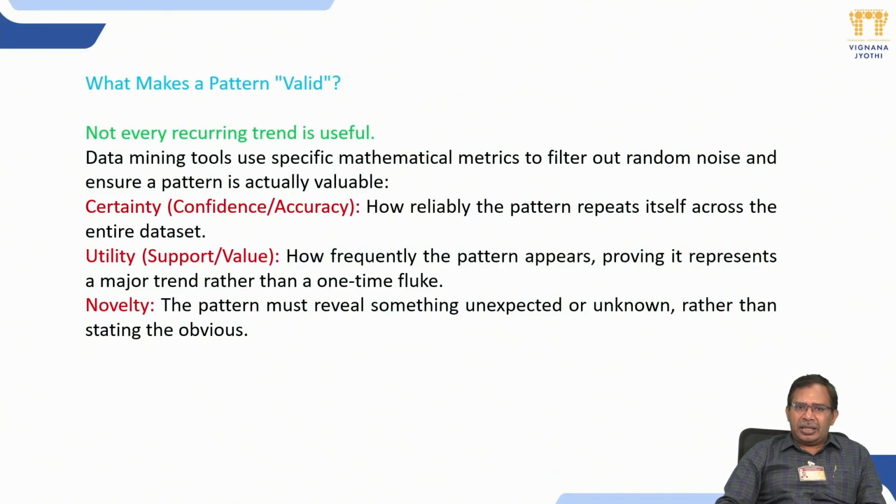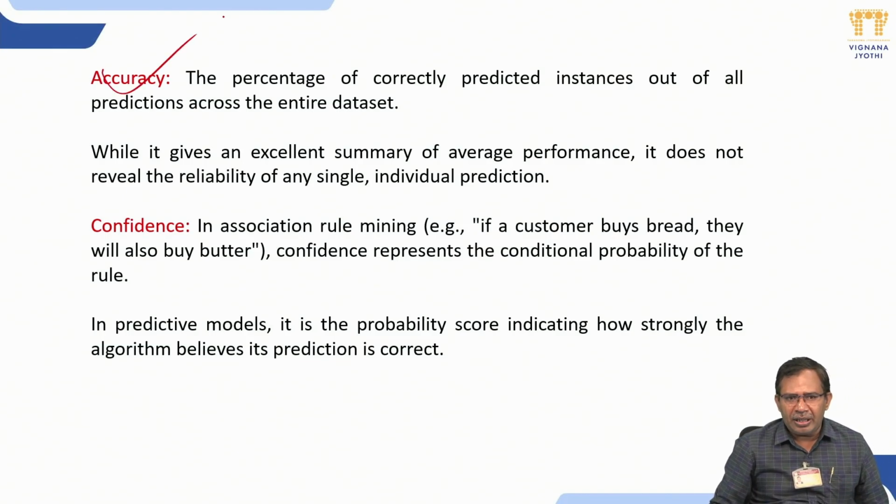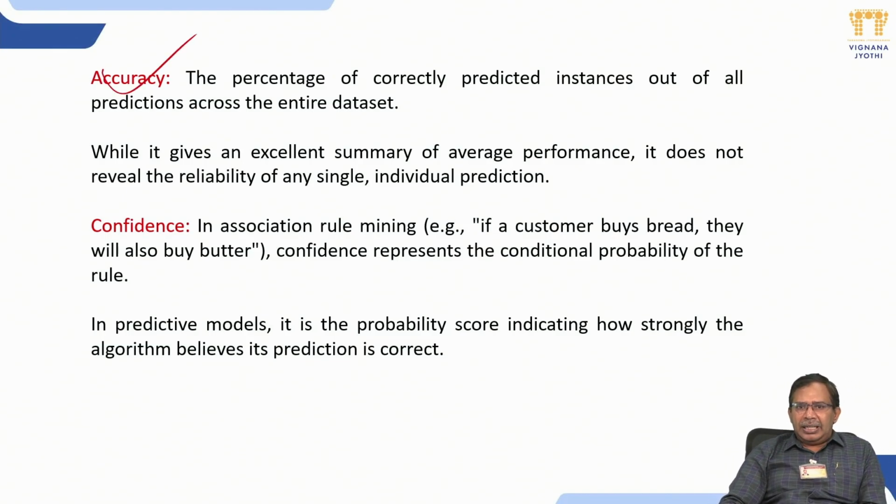Then novelty: the pattern must reveal something unexpected or unknown rather than stating the obvious, so there must be some new presence in this context. Accuracy states the percentage of correctly predicted instances out of all predictions across the entire data set. Say there are 10 test cases, and out of 10, 9 are true positive. So 9 by 10 is the accuracy, the overall preciseness. While it gives an excellent summary of average performance, it does not reveal the reliability of a single individual prediction.